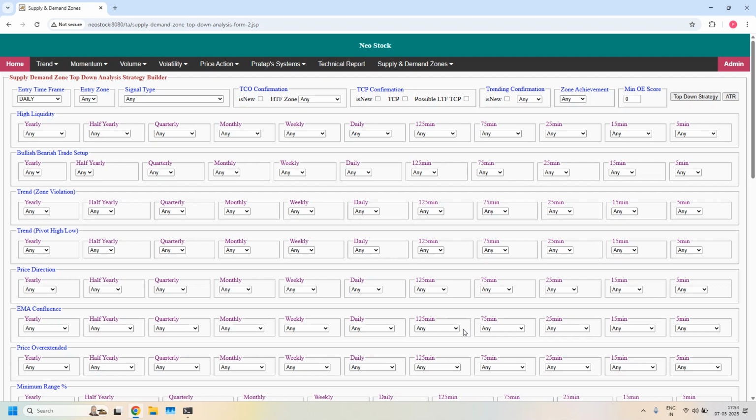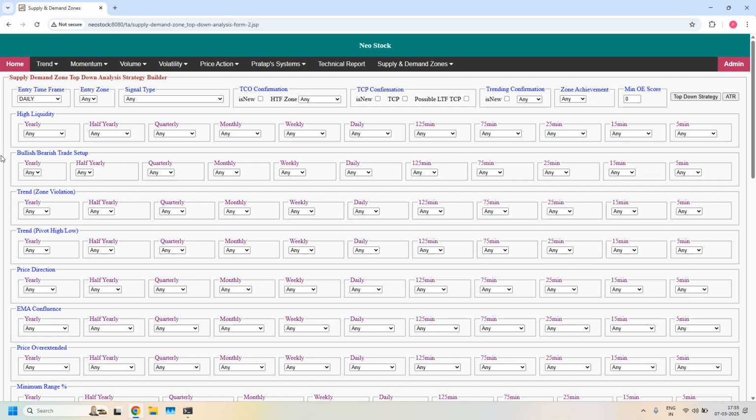Now I'm going to generate supply demand zone reports with the help of NeoStock Software Supply Demand Zone Top-Down Analysis Strategy Builder. First, I am going to find the stocks near demand and supply zones for all the time frames. And on daily and above time frames, I will identify where price closed inside demand and supply zones. During this process, on daily and 75 minutes time frame, I will identify HLQ zones.